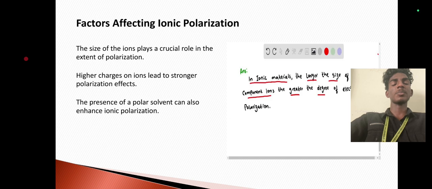Factors affecting ionic polarization. The size of ions plays a crucial role in the extent of polarization. Higher charges lead to a stronger polarization effect. The presence of solvent can also enhance the ionic polarization.